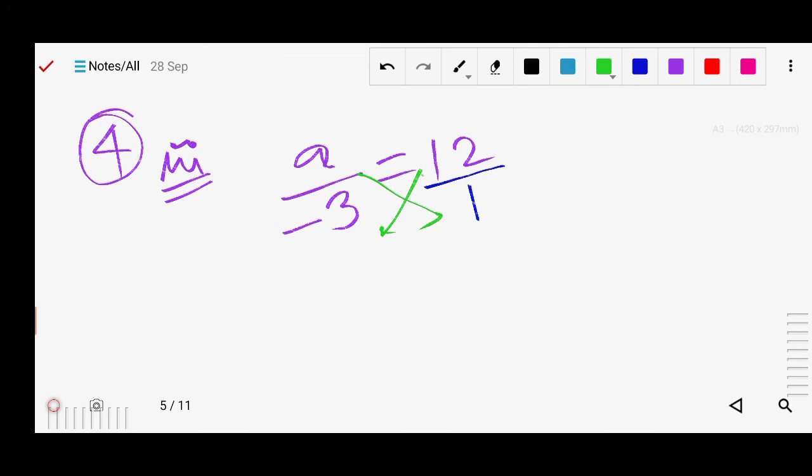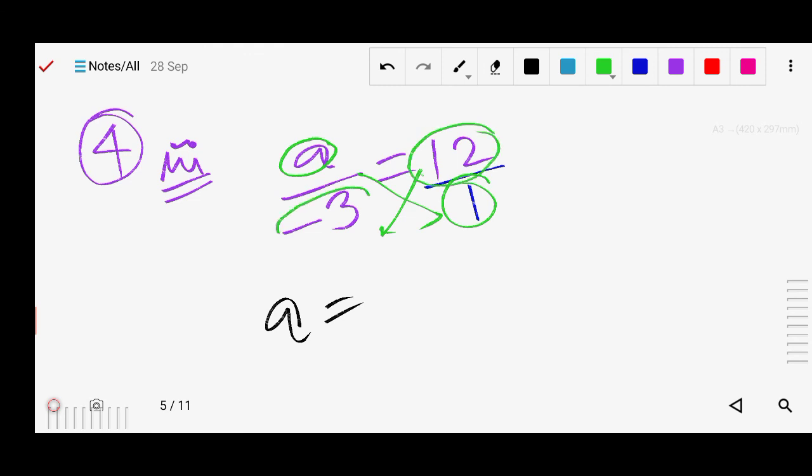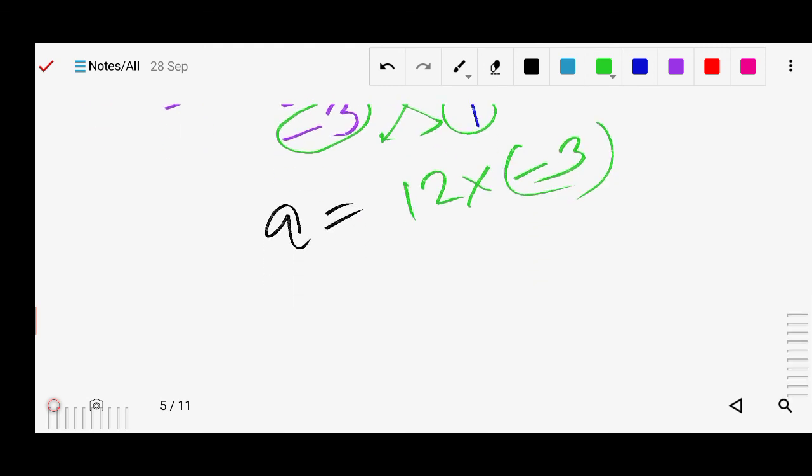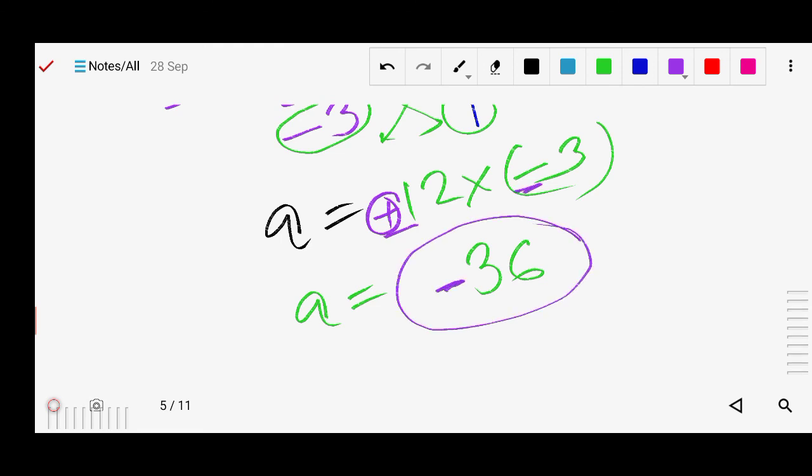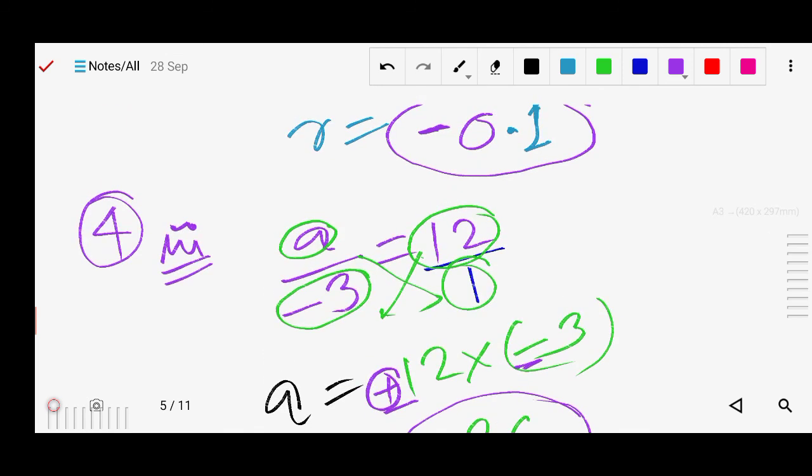So a will multiply with the 1, so a into 1 will be only a. Now this 12 will multiply with minus 3, so it means 12 into minus 3. So you can write a equals 12 into 3, 36. First you write 36, and there is a plus sign, so plus into minus, of course minus, so the answer is minus 36. Got it?